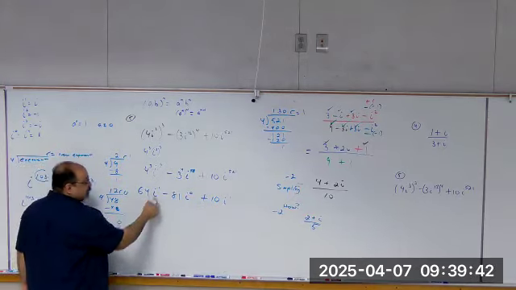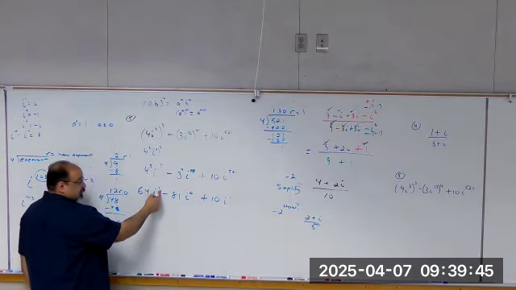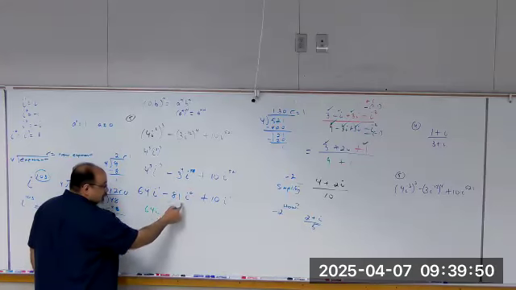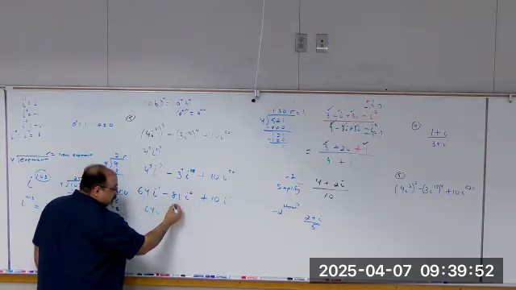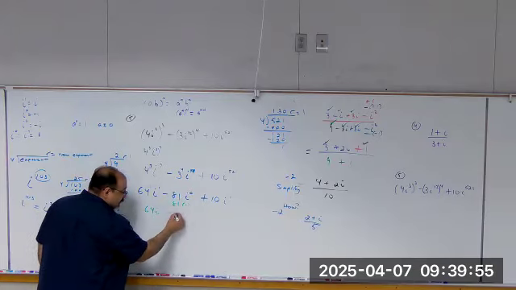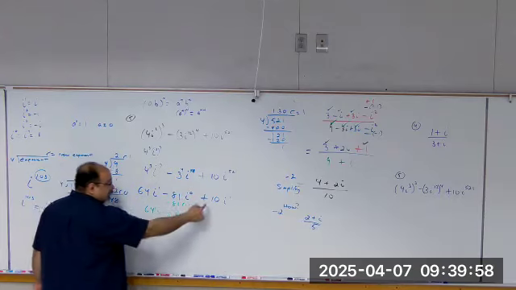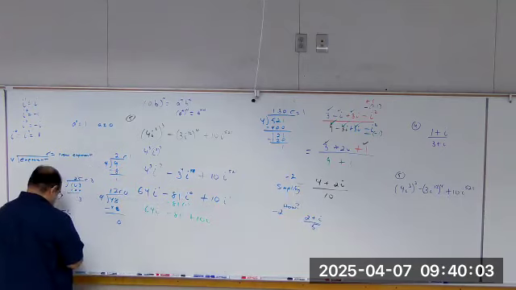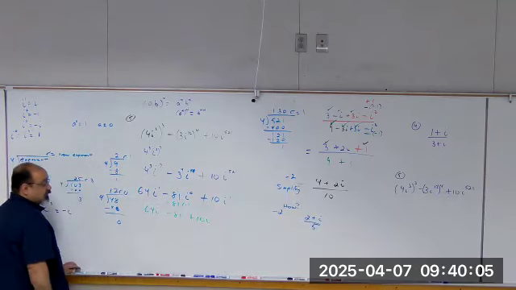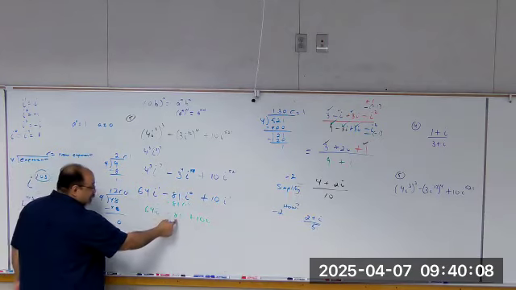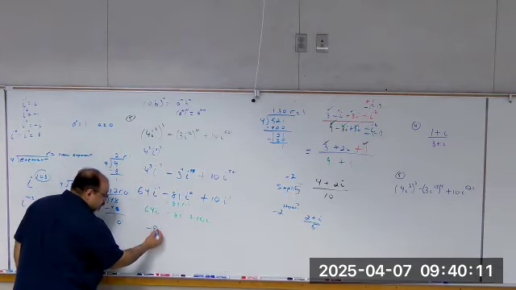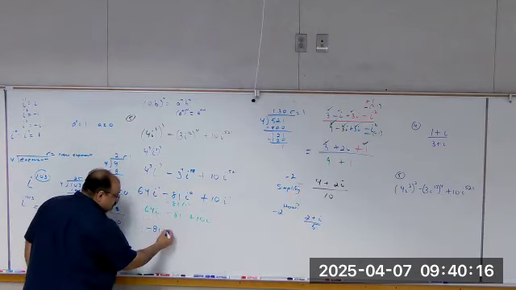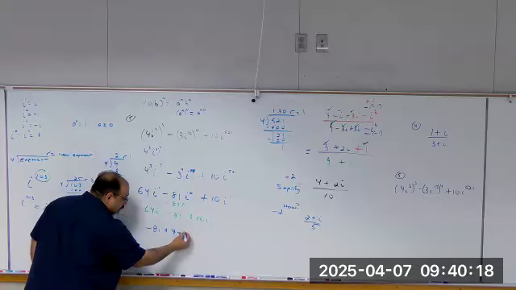So 64, I to the first is just I. So don't leave I to the first there. This is just 64I. I to the 0 is just 1. This is minus 81 times 1, this is just minus 81. And then 10 times I to the first, that's just 10I. And when we write this in standard form, the real number goes first, negative 81. And then you have 64I plus 10I, and that adds up to 74I.